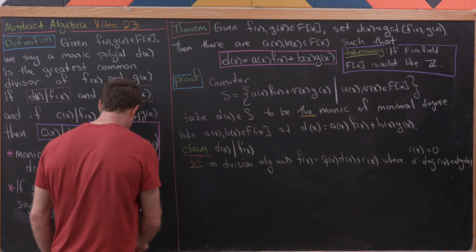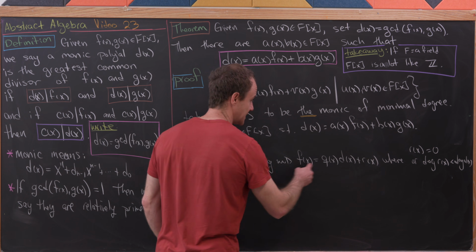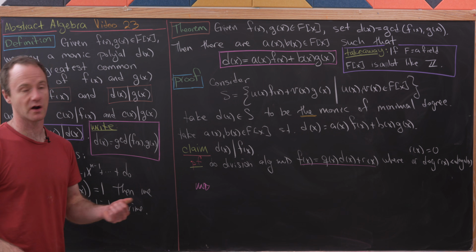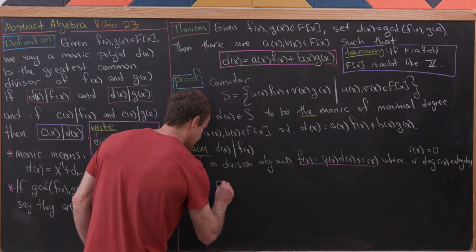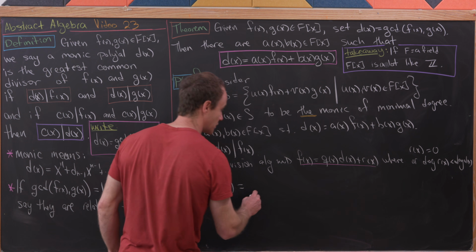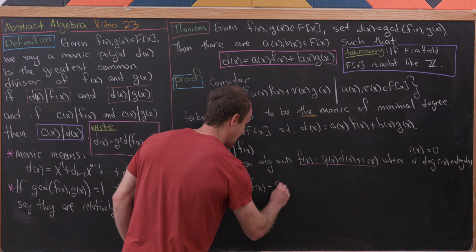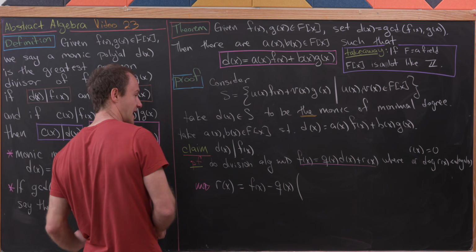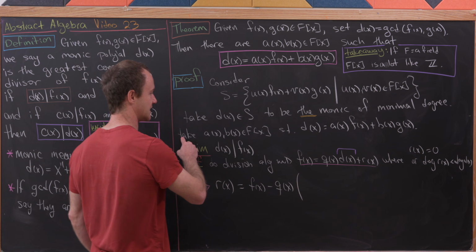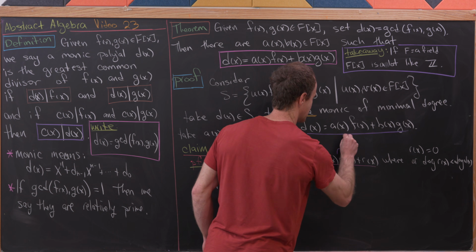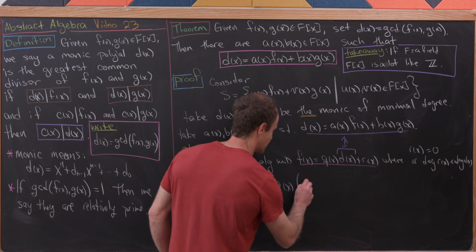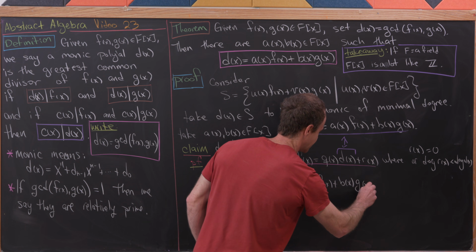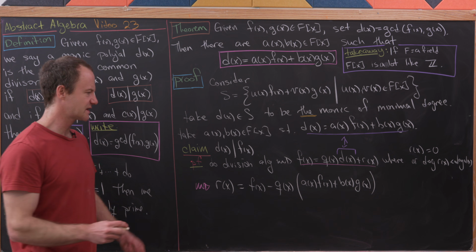Okay, so now what we want to do from here is solve this equation for r of x and see that we'll run into a problem when r of x is not 0. So let's see. r of x is in fact equal to f of x minus q of x times d of x. But we know that we can write d of x using this formula right here. So let's do that. So we'll have a of x times f of x plus b of x times g of x. Great.